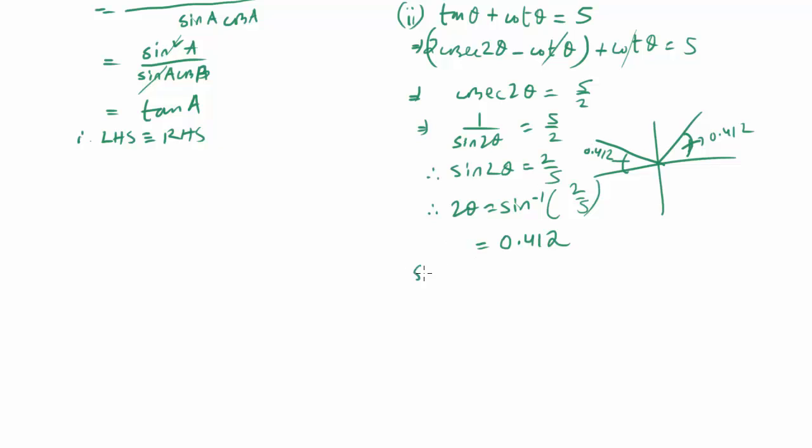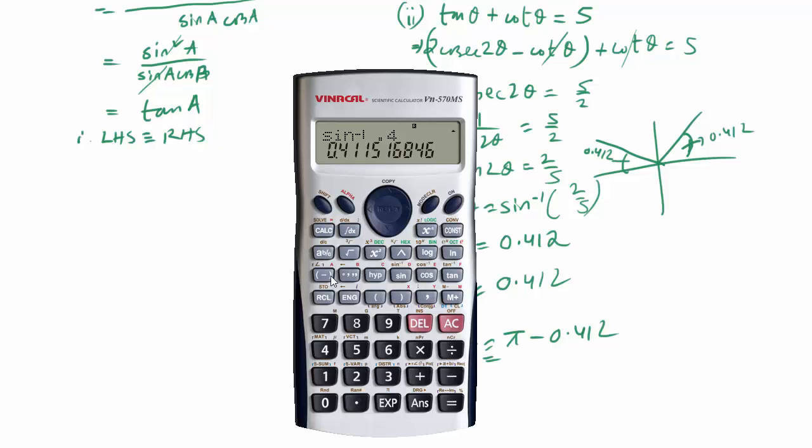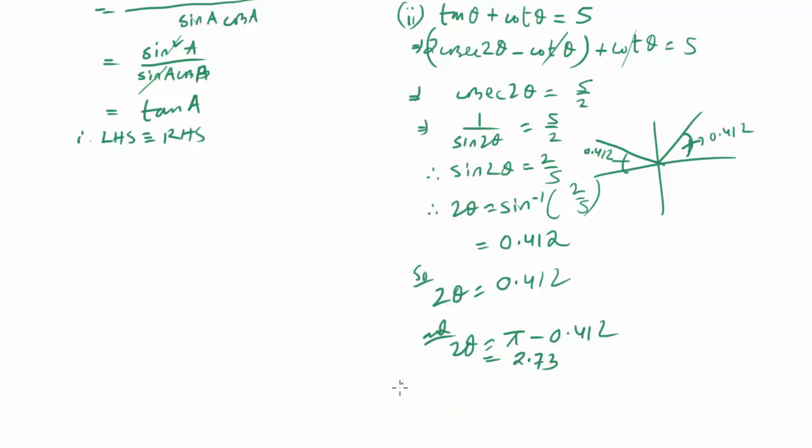So 2 theta in the first quadrant is going to be 0.412, and 2 theta in the second quadrant is going to be 180 minus, meaning pi minus 0.412, which is 2.73. Since the range is 0 to 2 pi, I don't think we need to do the next revolution, because we might not be needing it. So 2 theta equals 0.412 and 2.73.